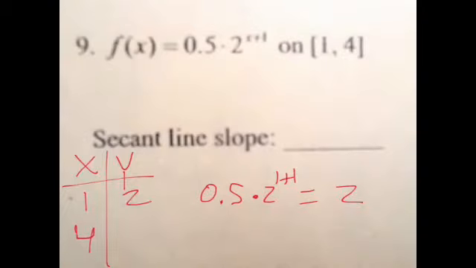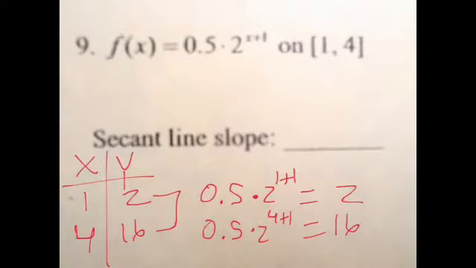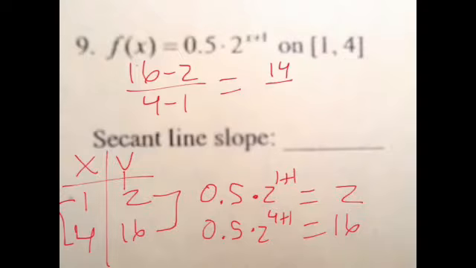So 2 is going to go there. And when you plug in the other number, which is 4, 2 to the 4 plus 1, 4 plus 1 is 5, 2 to the 5th is 32. Half of that is going to give me 16. So that's my y value. And if I want to get the slope, you've got to get the difference of y's, 16 minus 2, and put that over the difference in x's, which is 4 minus 1, which will give you 14 over 3. So my slope is just going to be 14 thirds.